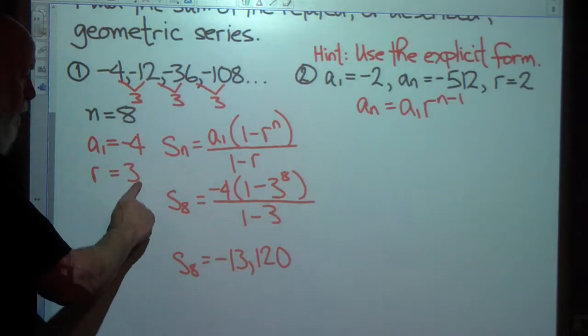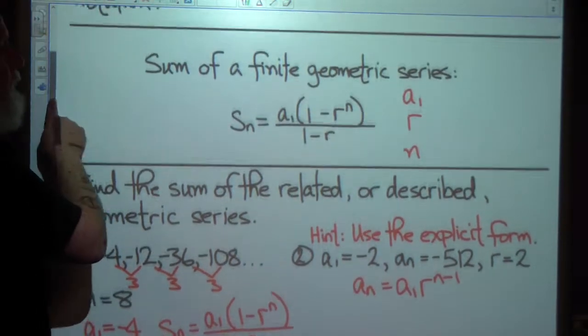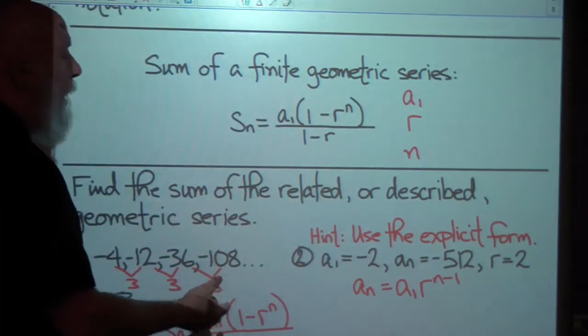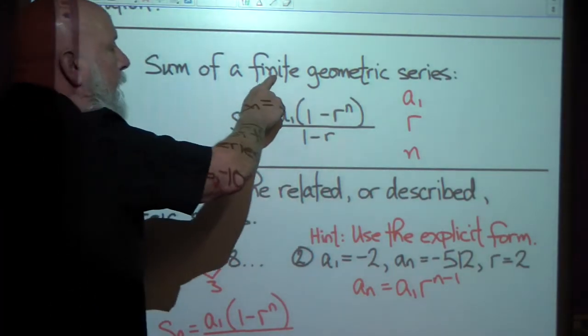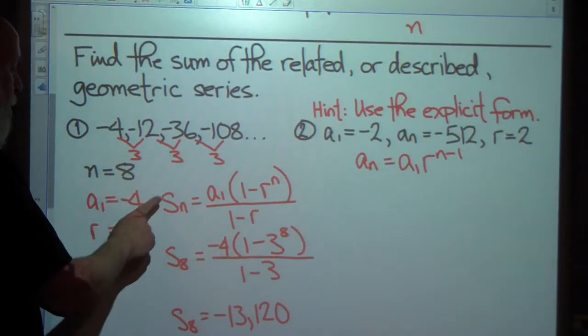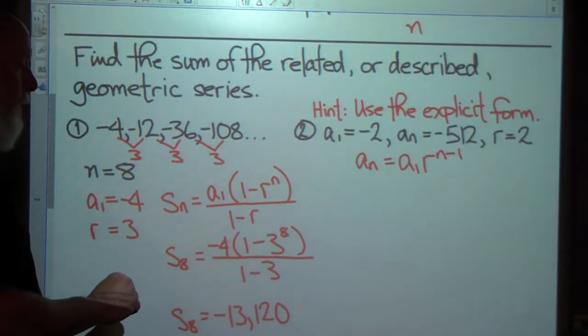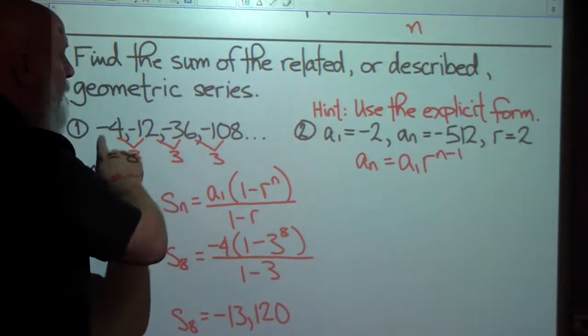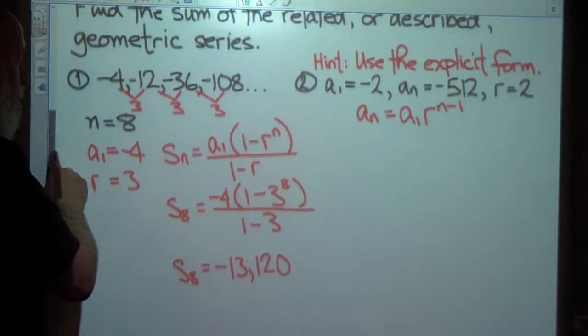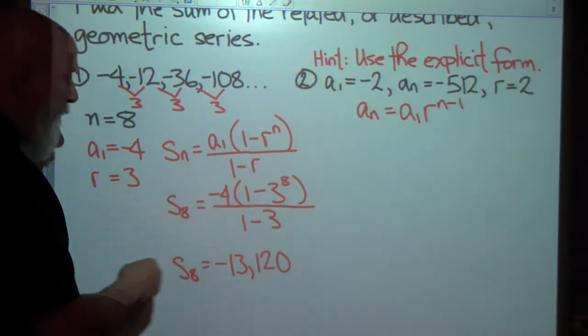and the common ratio. These are the three pieces of information that we need to plug into our formula that will allow us to add up the terms of a finite geometric series. We need to know how many terms there are, the first term, and the common ratio. And we were able to discern that looking at this related sequence. And we were able to find the sum, which we call the series.